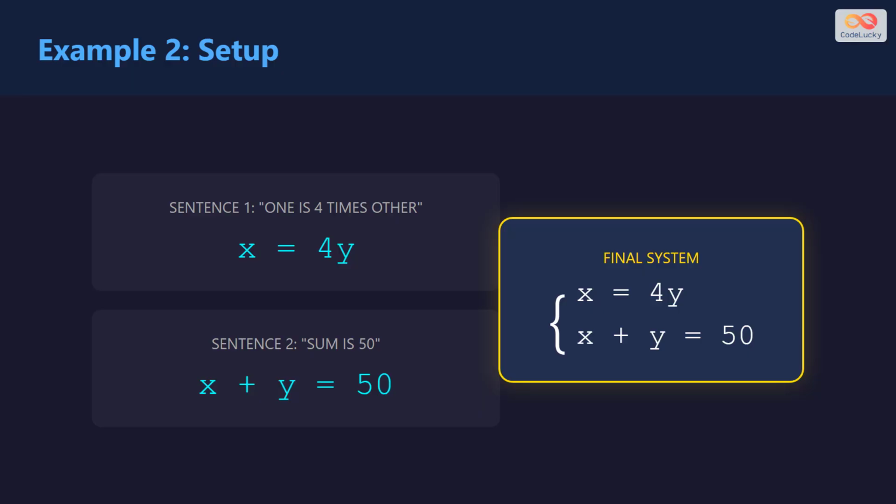For the first sentence, one is 4 times another. We write x equals 4y. For their sum is 50, we write x plus y equals 50. This system is now ready to be solved, likely by substituting 4y in place of x in the second equation.